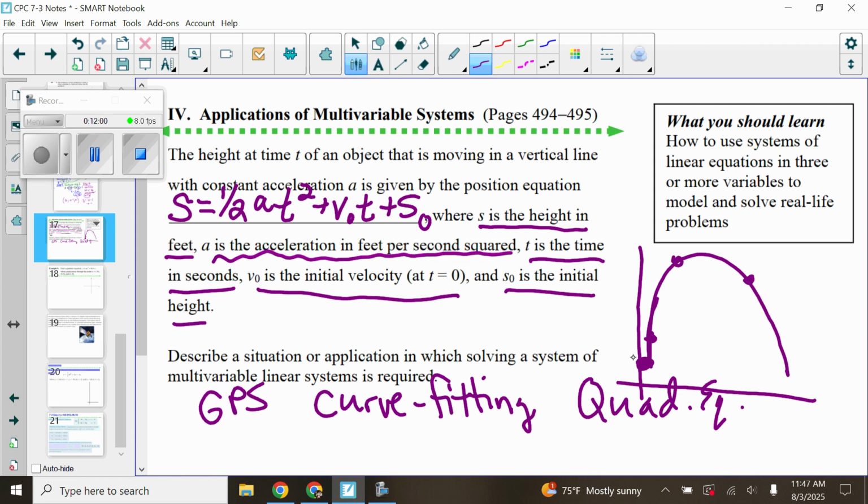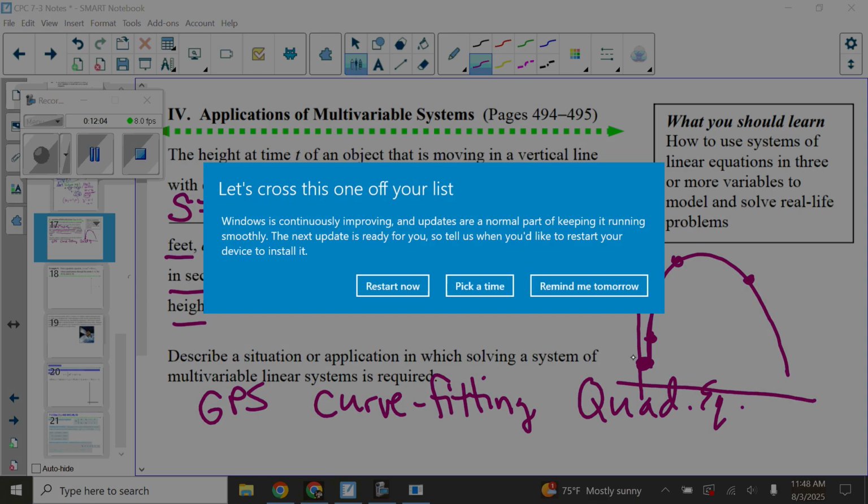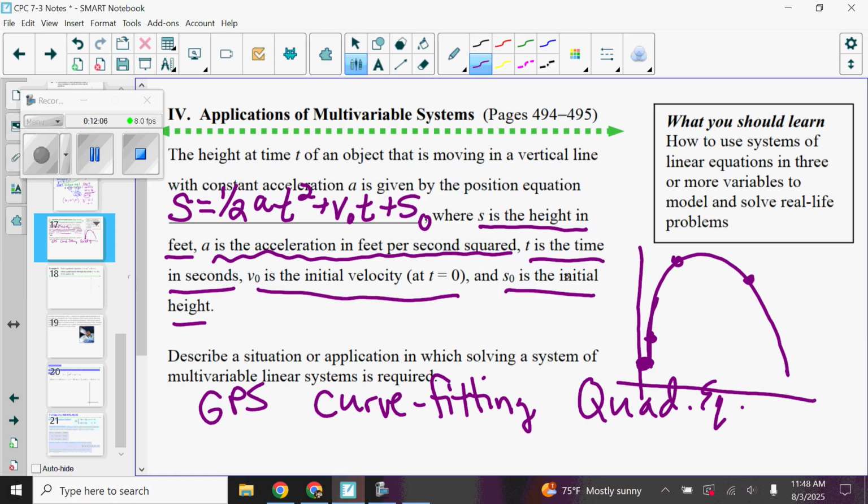We have an S and we have a T and we have that V0, like we've got the A, we have all these different things that we need to know. We need to have enough equations to be able to do that. So we're gonna take a look at a couple examples to be able to do that.